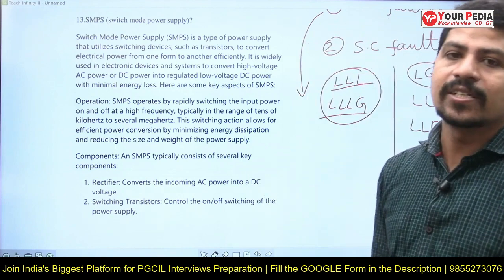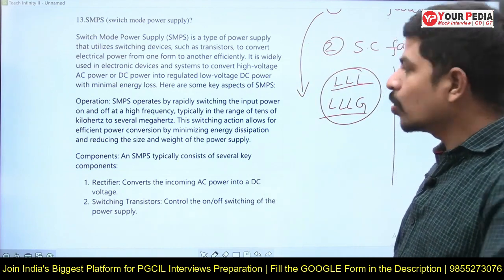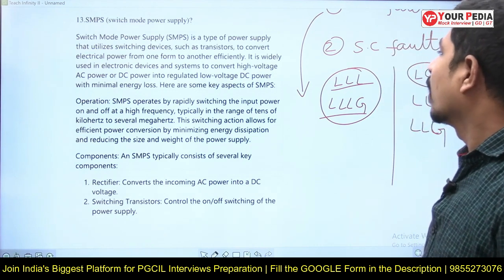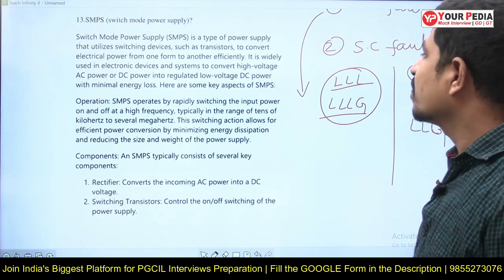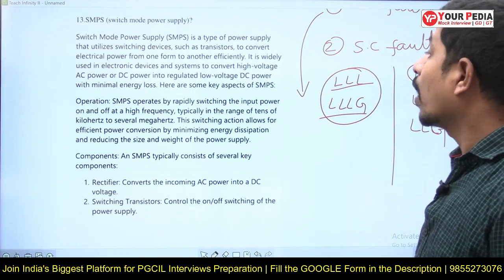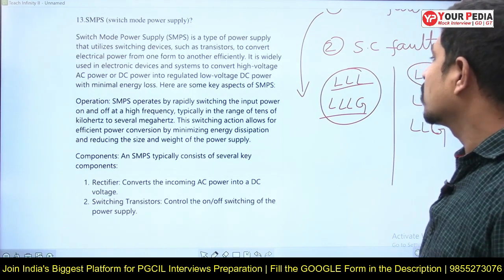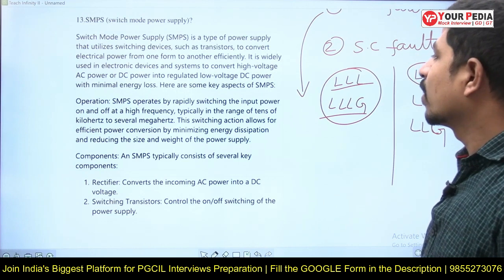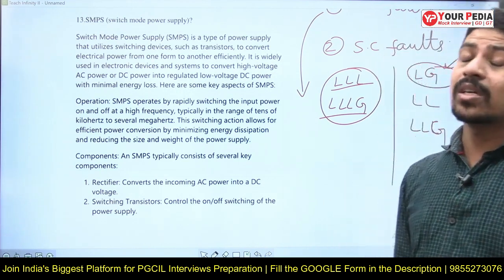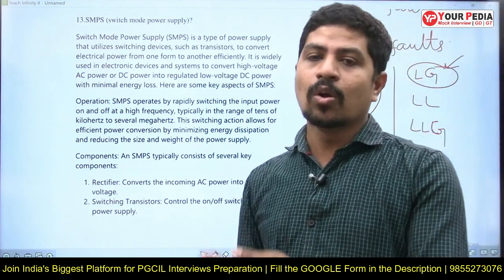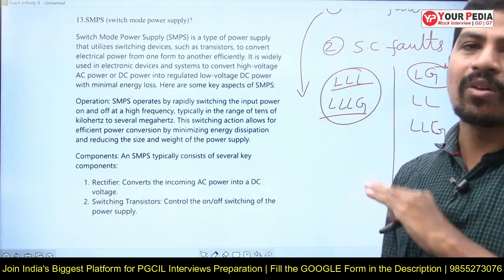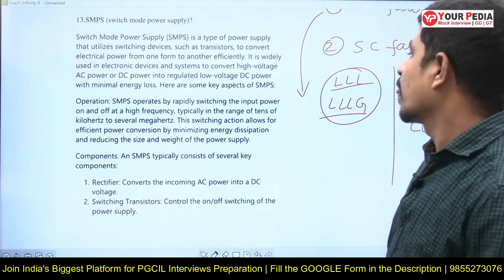See, we have to go with the SMPS if we want DC, from AC to DC, high voltage AC to DC. Here are some key aspects of SMPS. Operation: SMPS operates by rapidly switching the input power on and off at a high frequency, typically in the range of tens of kilohertz to several megahertz. So the operation frequency is in a range of some kilohertz to megahertz. Our power electronic devices can operate very fast.